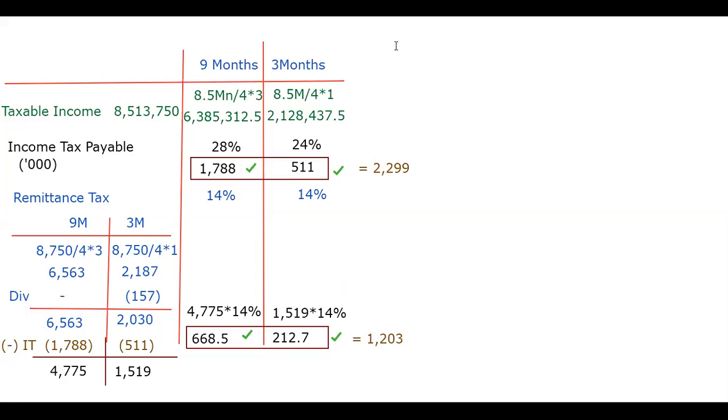Super. Then in this case, altogether this amount you also need to change accordingly. Then in that case, 668.5 plus 212.7, altogether 881.2. Then there are some questions.